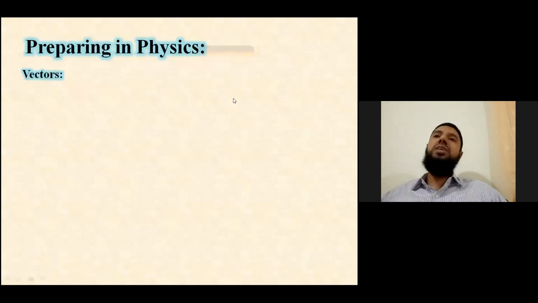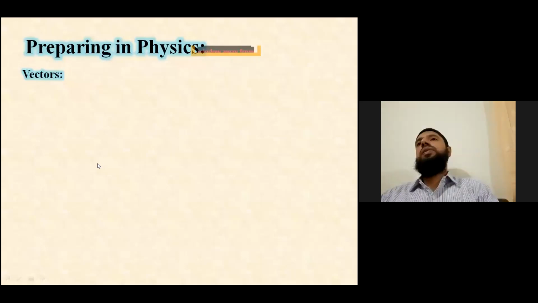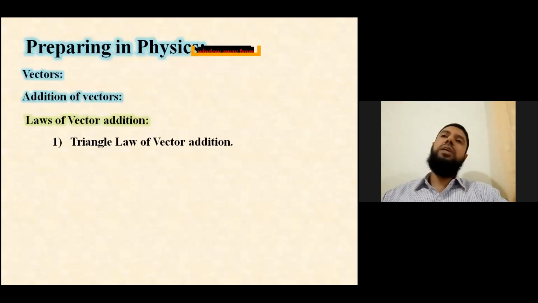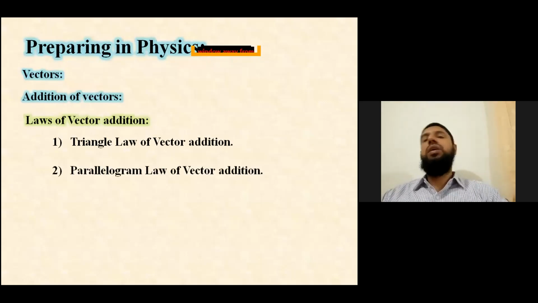Here in vectors we are going to have majorly the addition of vectors, adding two vectors. For adding, we'll have two laws of vector addition: law of triangle, law of parallelogram. Triangular law of vector addition, or parallelogram law of vector addition.